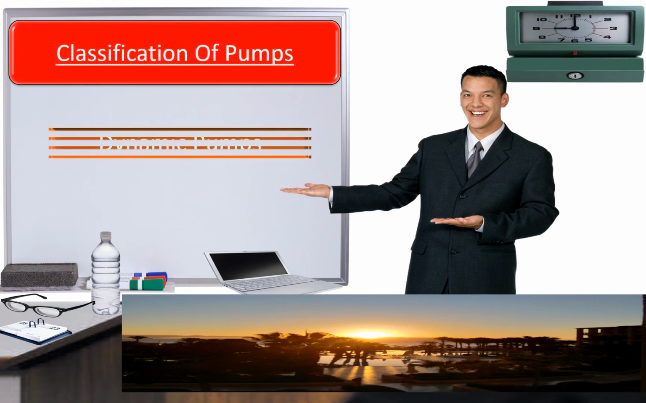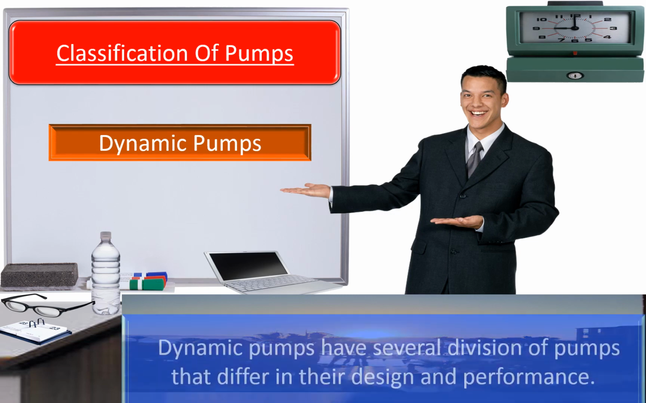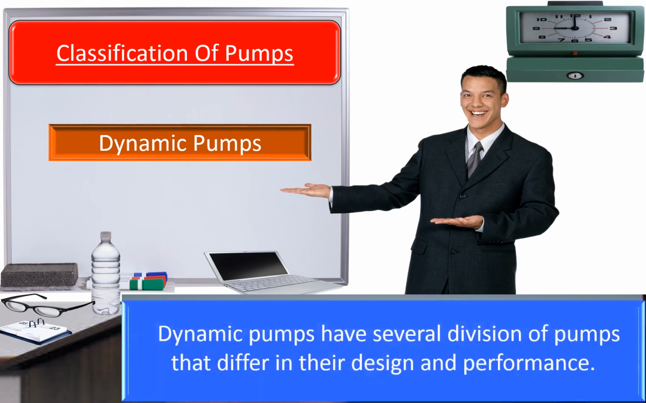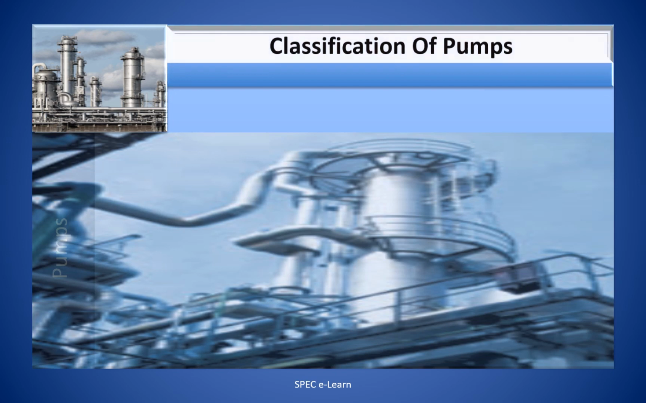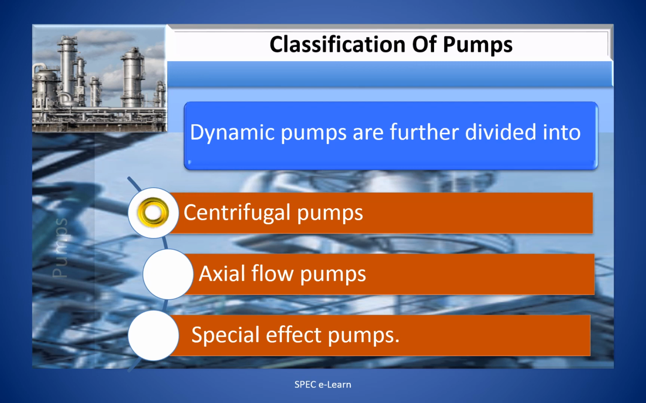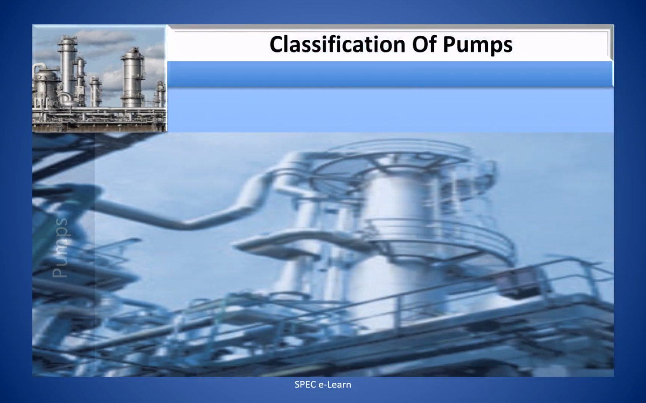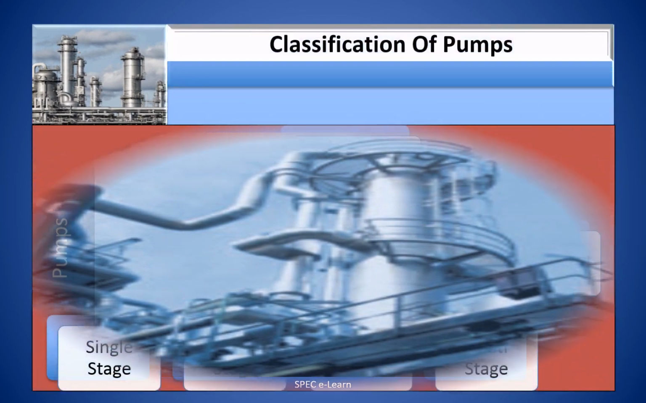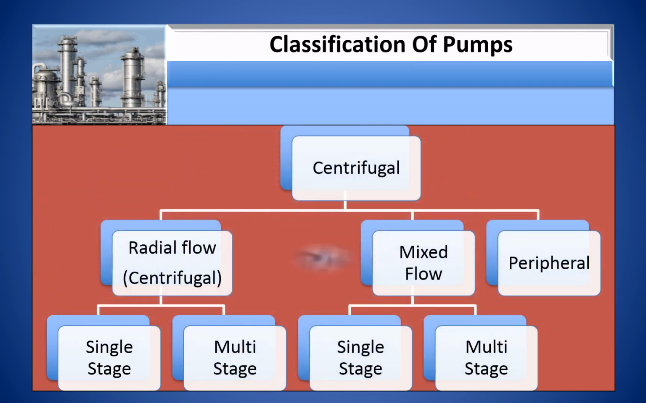Dynamic pumps. Dynamic pumps have several divisions of pumps that differ in their design and performance. Dynamic pumps are further divided into centrifugal pumps, axial flow pumps, special effect pumps. Of the three subcategories of dynamic pumps, the centrifugal pump occupies the position of the most widely used family of pumps in the process and other allied industries.